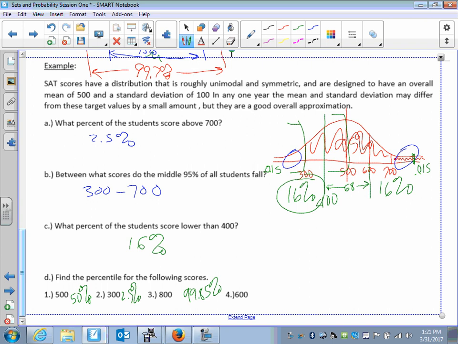And then 600, let's see, have we done that one already somehow? We know that there's 16% below 400. Oh, there's 16% above 600. So just take 0.16 away from 1, and we get 0.84, or 84%. So 600 would be the 84th percentile.